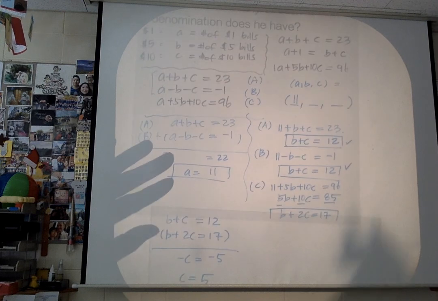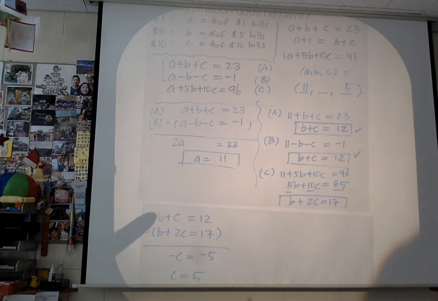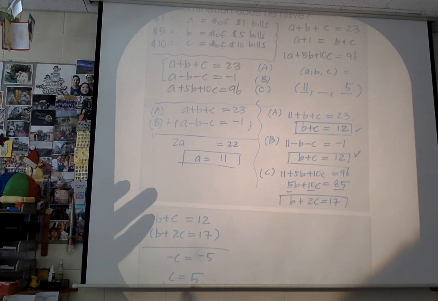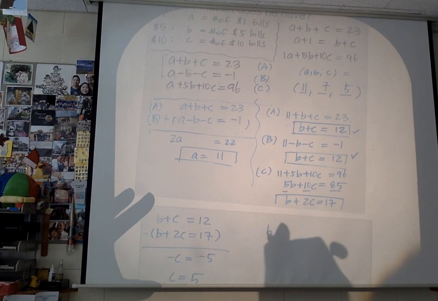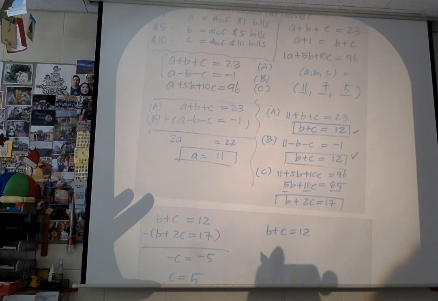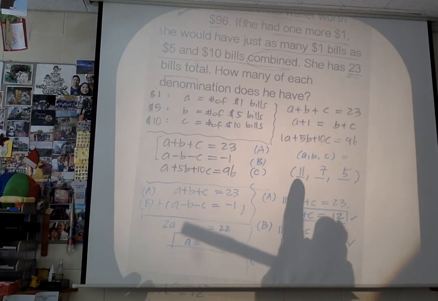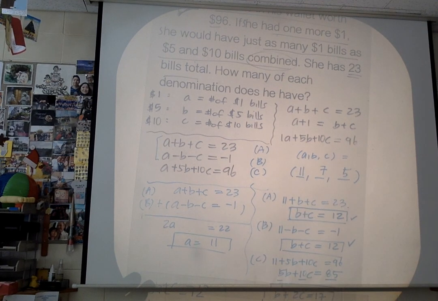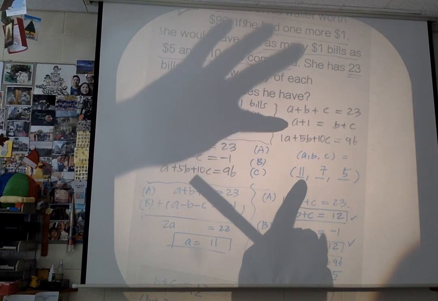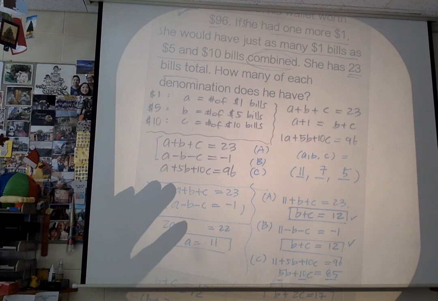C is 5. So if C is 5, we're almost done. You guys, isn't B plus C 12? C is 5, so what's B? It's 7, because B plus C equals 12, C is 5, and 12 minus 5 means B is 7. Okay, so let's count the bills. 11 plus 7 is 18. 18 plus 5 is 23. And it says 23 bills. We can also plug it back into the other equations to make sure that's true.